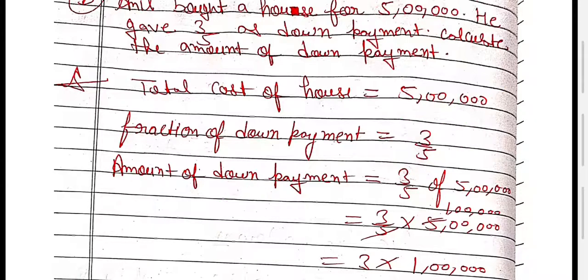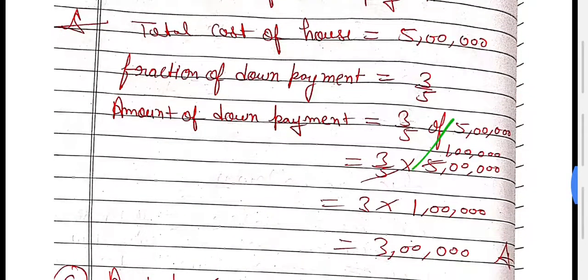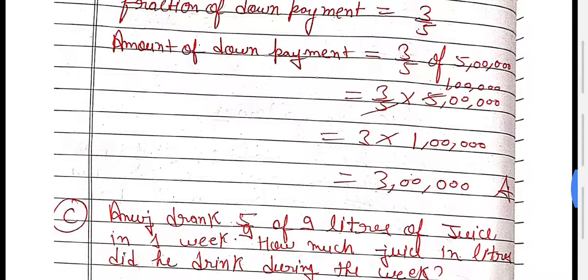What is the amount of down payment? That is a fraction of the total. It means 3 upon 5 of the total. Of means multiply. Now 5 ones are 5, 5 ones are 5, the remaining 0 as it is. Now you get 3 into 1 lakh. Finally you get 3 lakh. It means that the amount of down payment is 3 lakh.